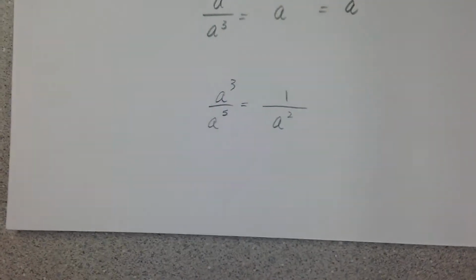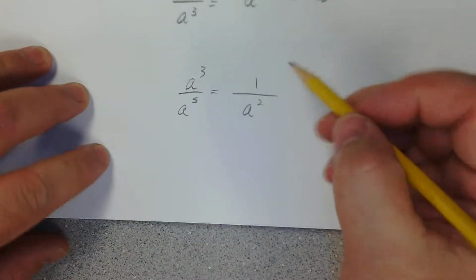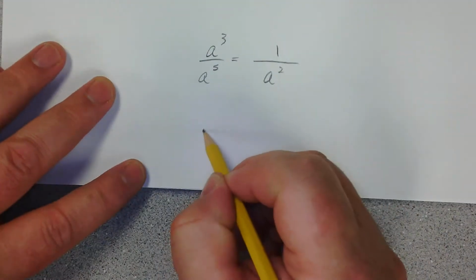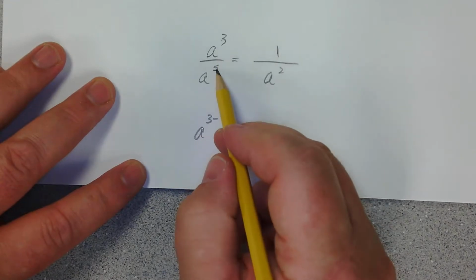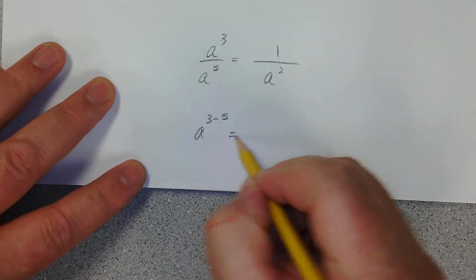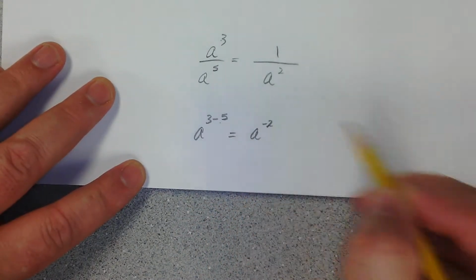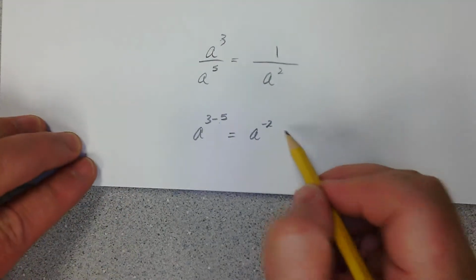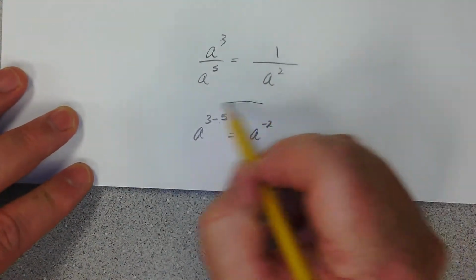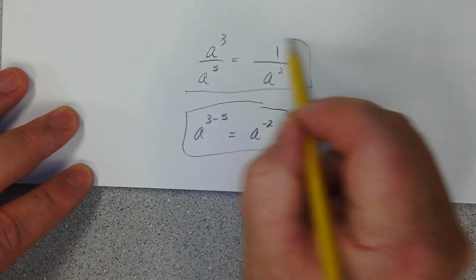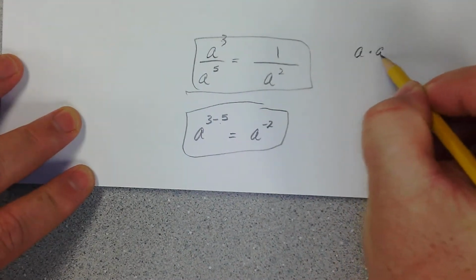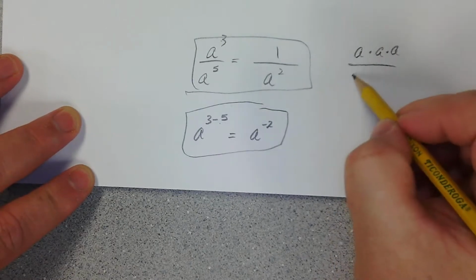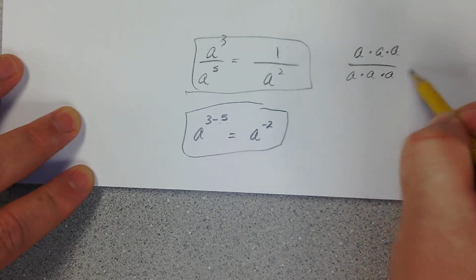Do you see? That would be like this right here. This is where we get into trouble. Check this out. A to the third minus 5. See, it's the top minus the bottom. That would be a to the power of negative 2. And we're saying that this right here is correct, and this is also correct. And I know that's correct because look, a to the third is 3 a's, a to the fifth is 5 a's, right?